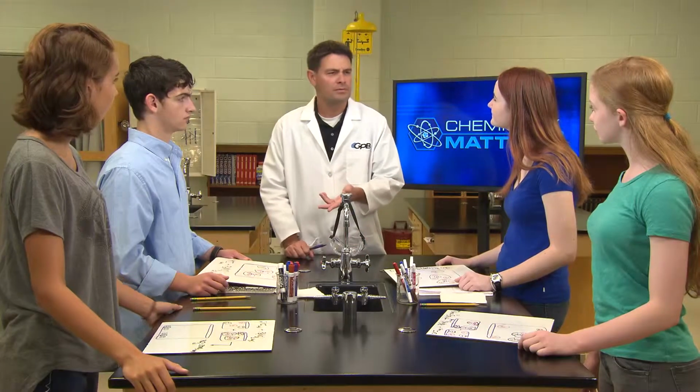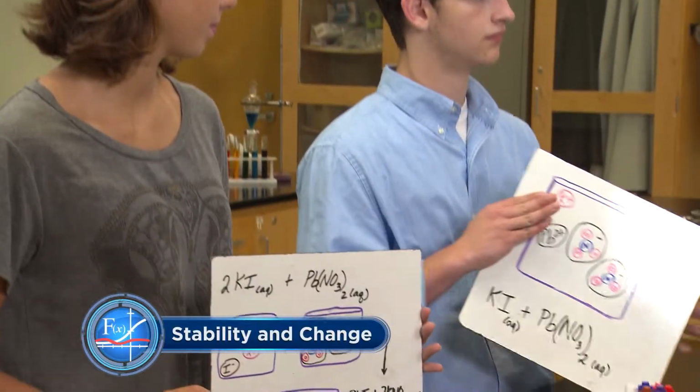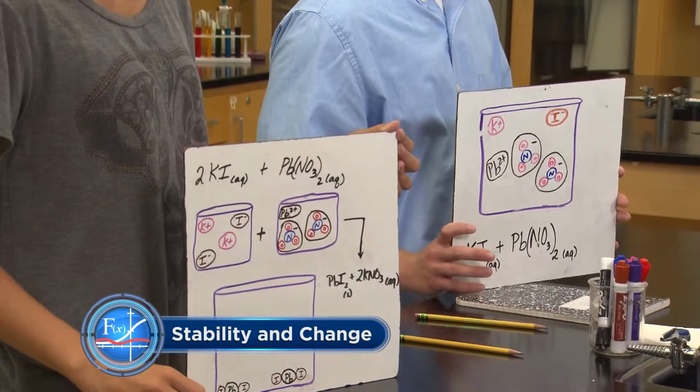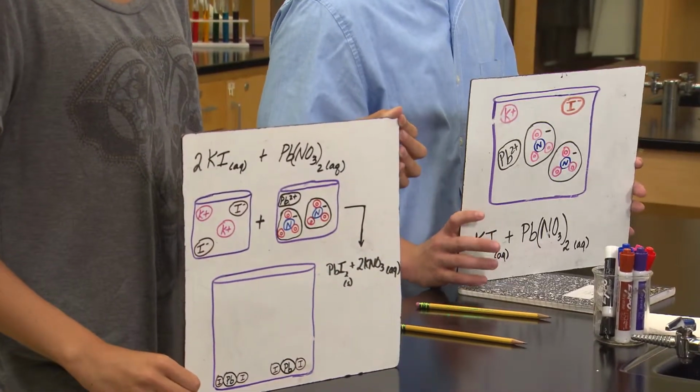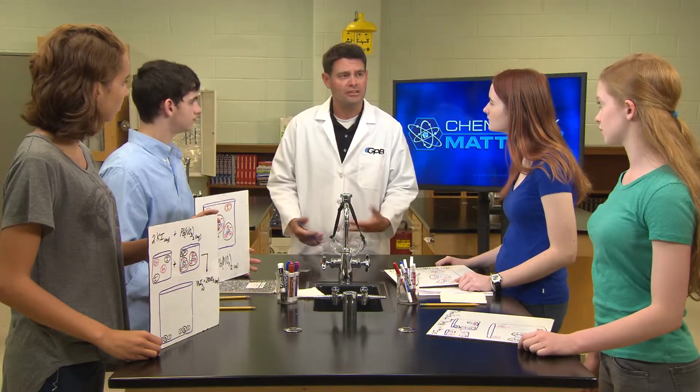So how do your models represent what was happening in the reaction? Well, we drew lead-2 iodide together. That's good, but why didn't you put the potassium and the nitrate on your model? Because we can't see them in our reaction. Okay, you're right. You don't see evidence of them, but they're still there, right? I mean, how do you know that?